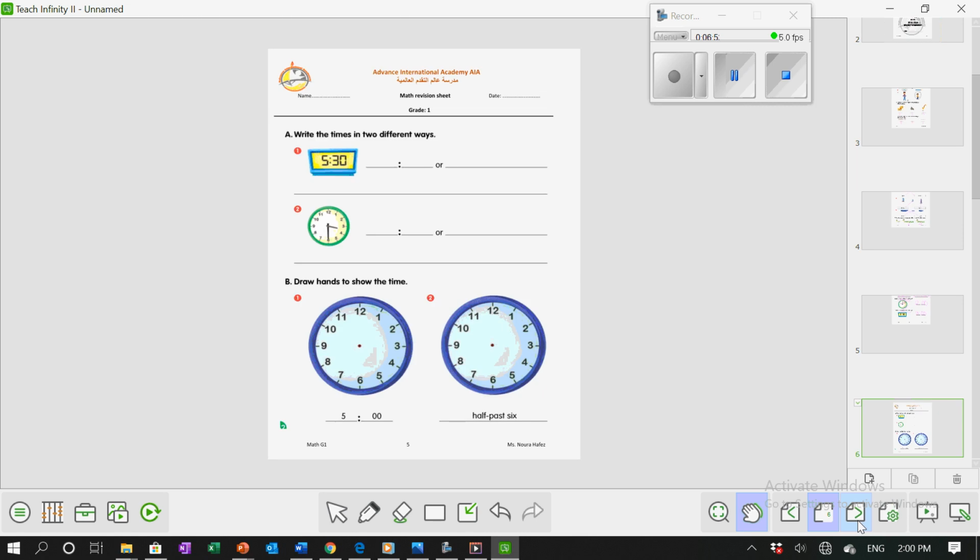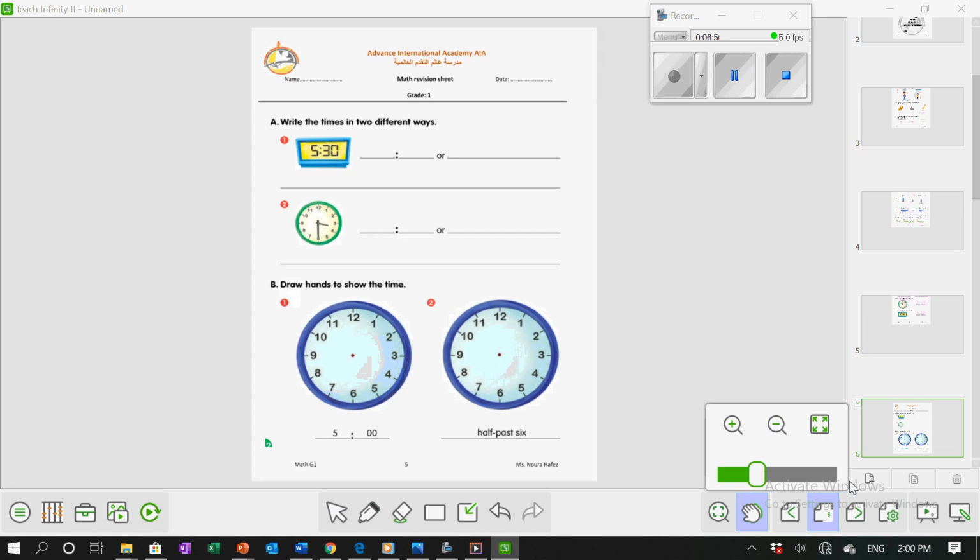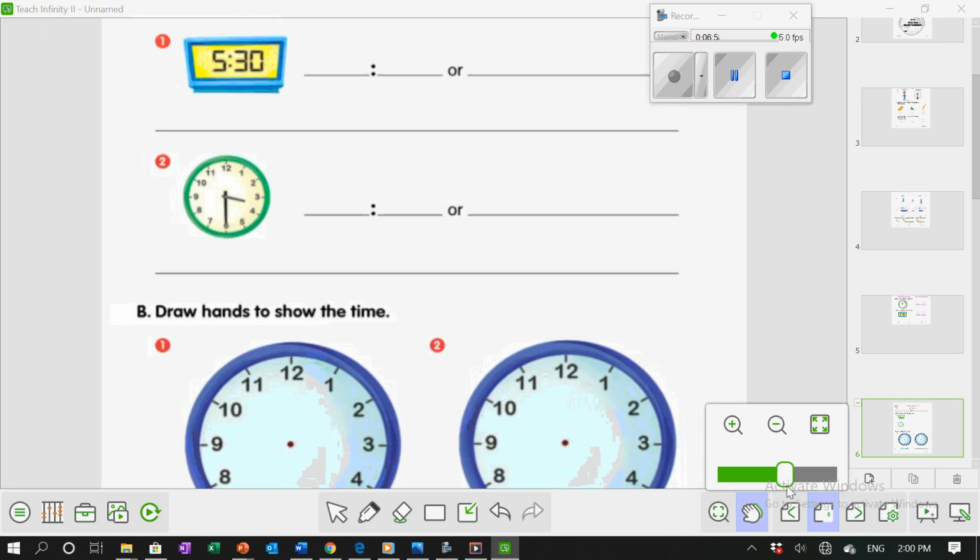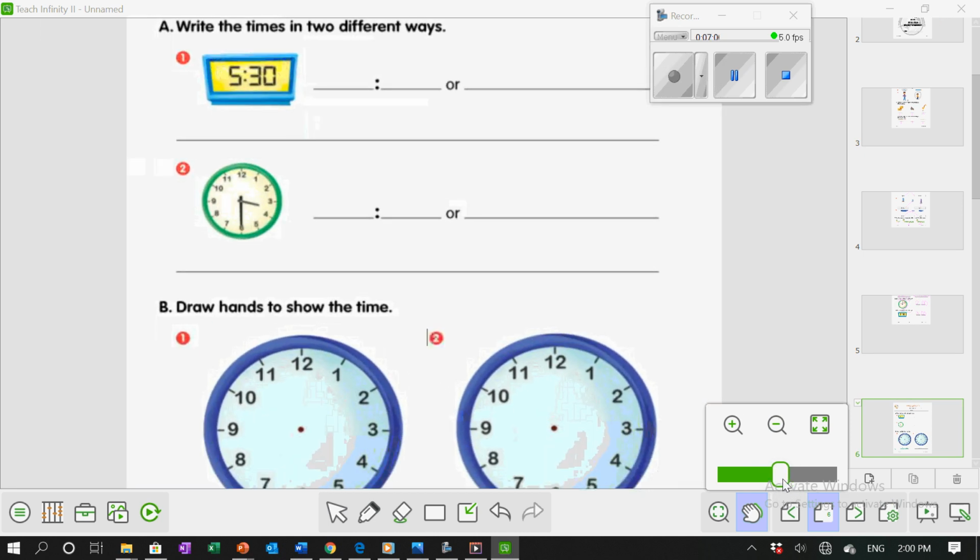Let's go to the second. Yes, here it is. Write the time in 2 different ways, using the words or the numbers. Here I have 30. Can you remember how I say 30? Excellent, half past. 30 is half past. All the time 30 should be on 6. The minute hand should be exactly on 6.